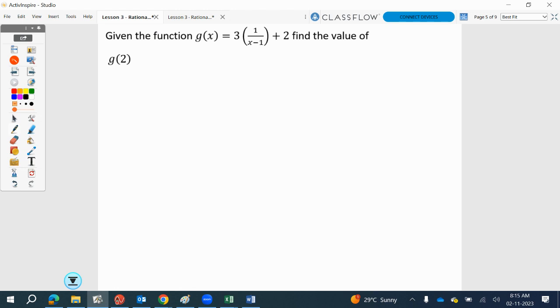We're not sketching this one. We're just finding the value. You just put 2 equals function.